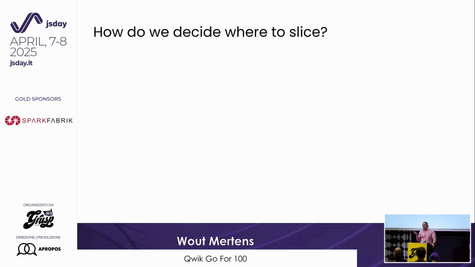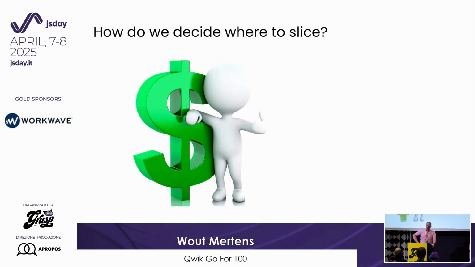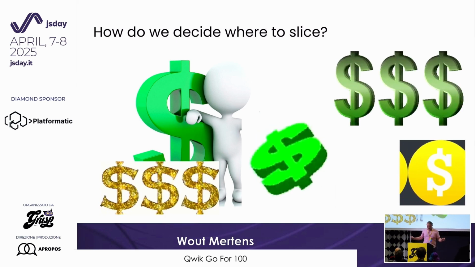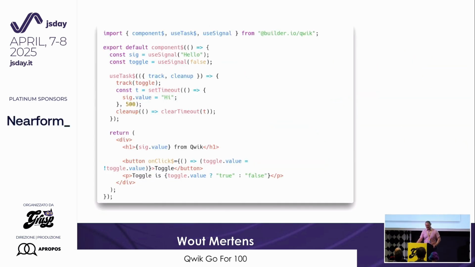So how do we know where to slice? This is where we have the dollar, the almighty dollar. And in fact, if you like dollars, Qwik code bases are the place to be because we just have dollars everywhere. So what does it look like? Here we have a more typical Qwik component, and we see component dollar, use task dollar, on click dollar.